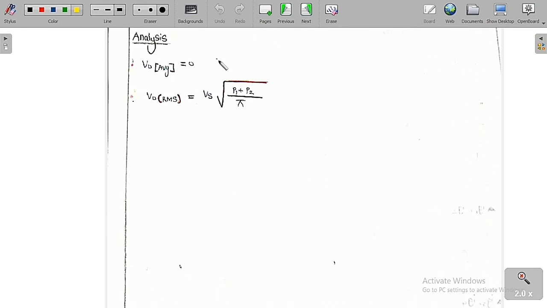So now let us do some analysis of this sinusoidal pulse width modulation. As the positive area is equal to the negative area in the output voltage, the overall average value of the output voltage is equal to 0, and the RMS value of the output voltage is equal to Vs into under root of 2 into (P1 plus P2) by 2 pi. So simply we are going to get Vs into under root of (P1 plus P2) by pi. So this is the thing that you are going to get finally. These are very important points.